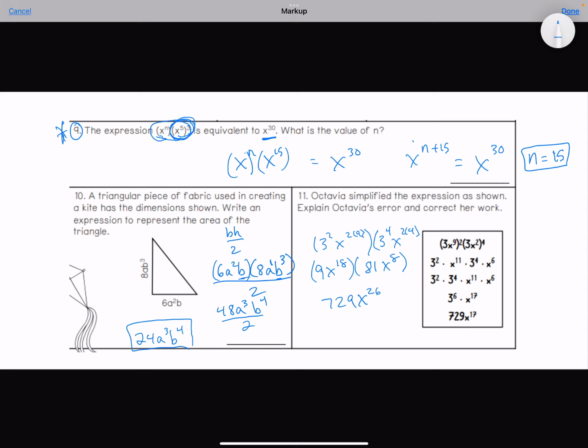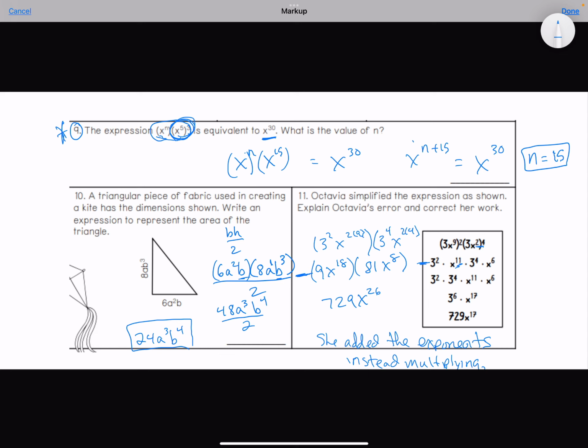So right here, does this line look like the first line? Okay, so what did she do wrong? 9, did she multiply or did she add? Okay, that's what she did. So she added, instead of multiplying. So that's the common mistake.